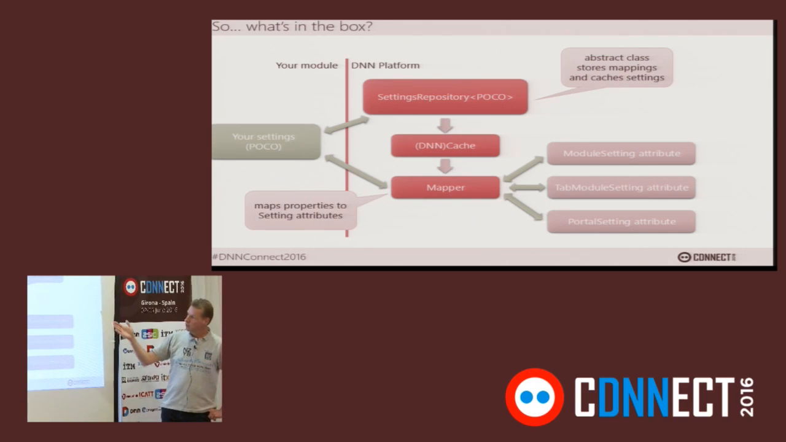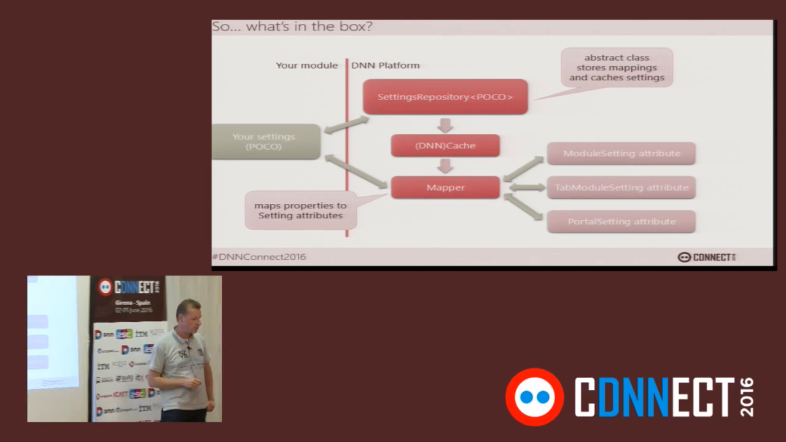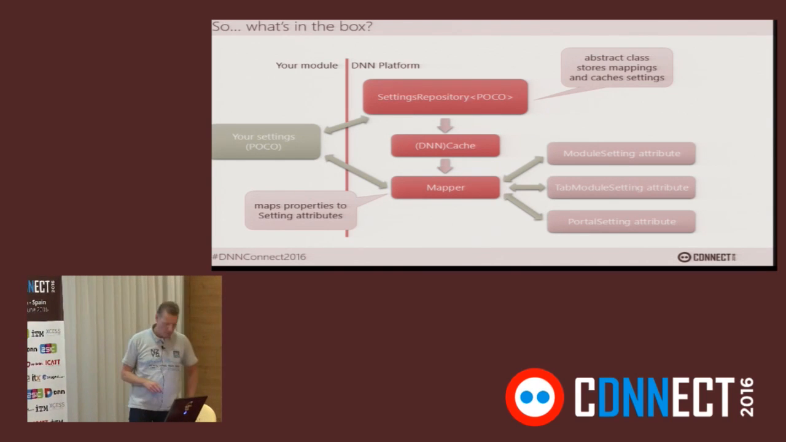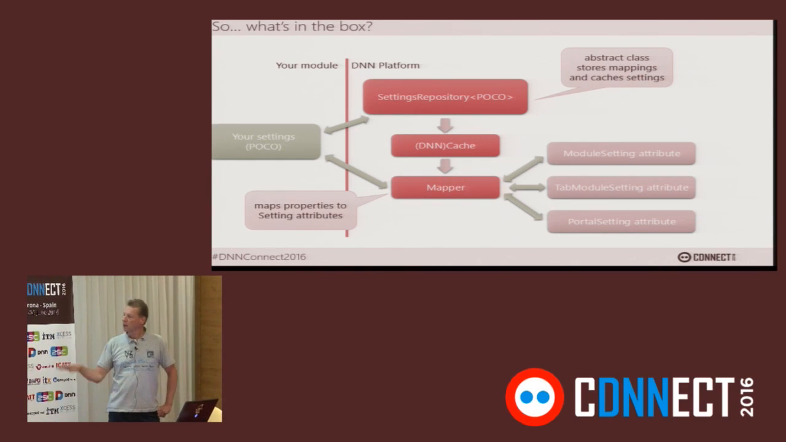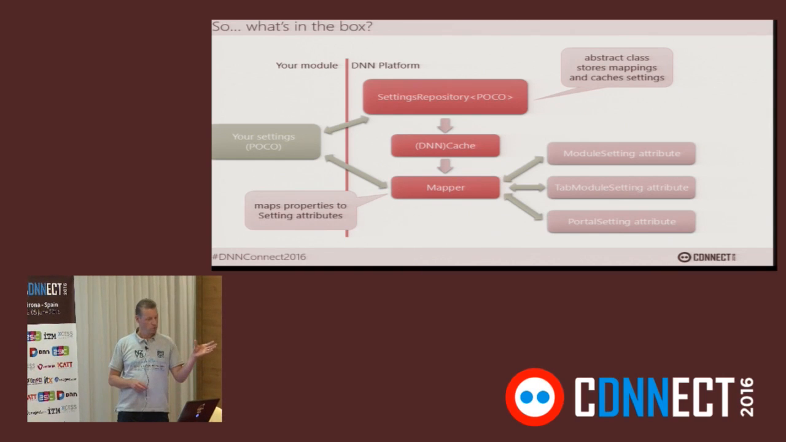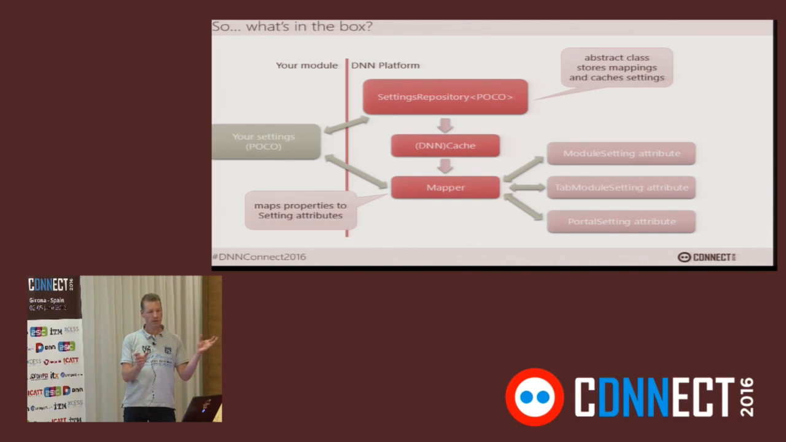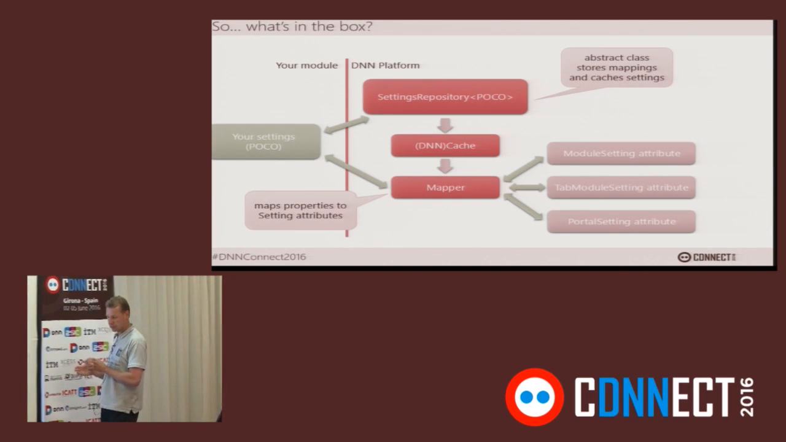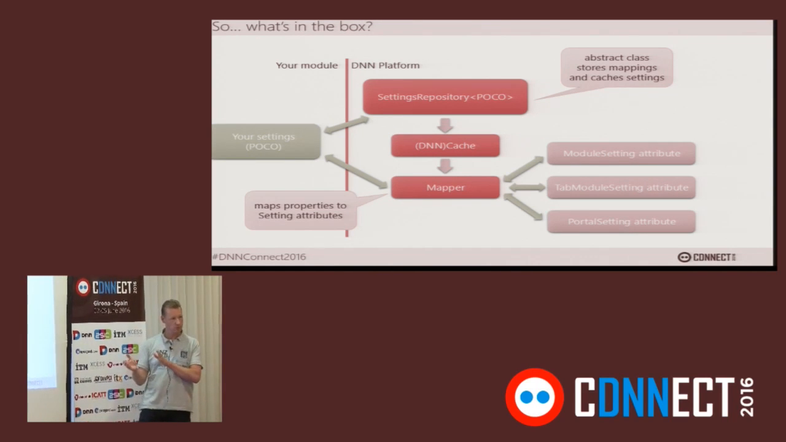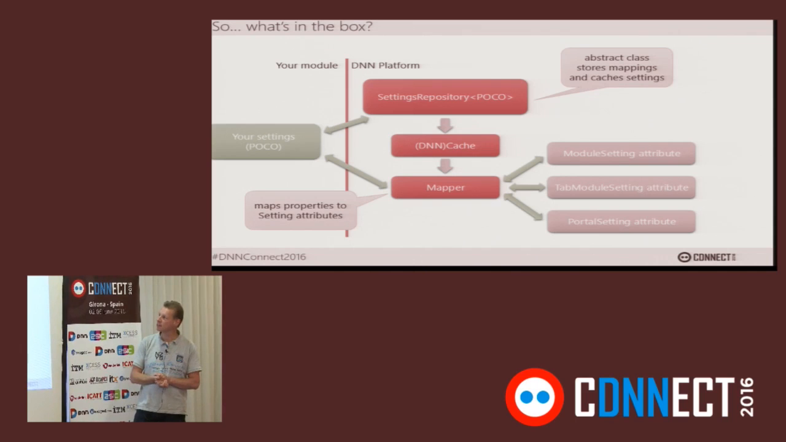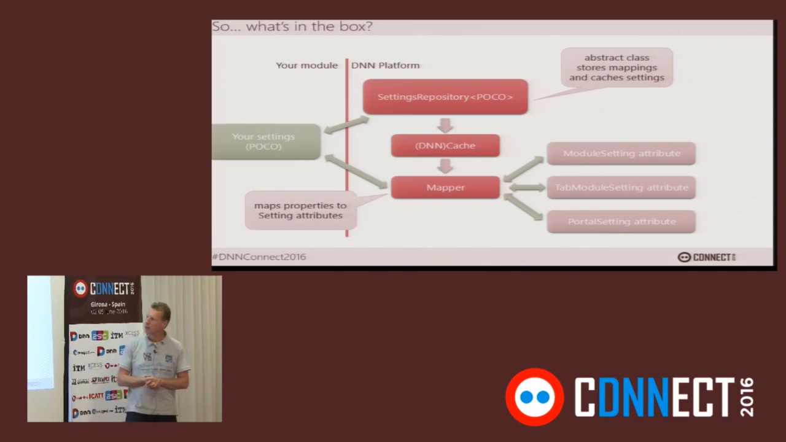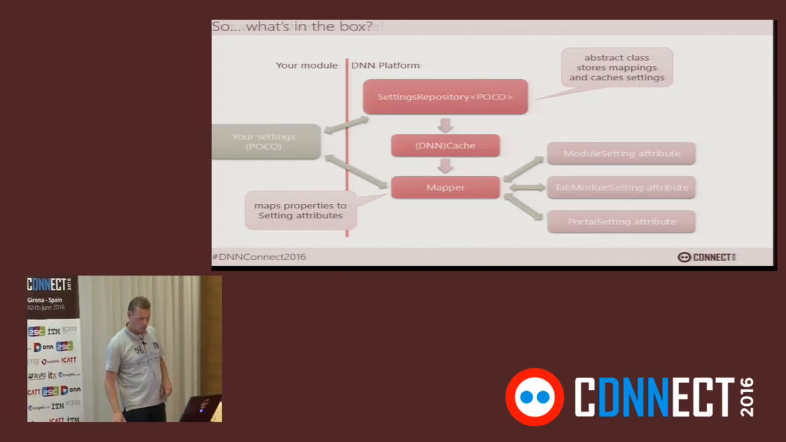Now you see that there's caching in the middle, so the repository luckily uses a lot of caching to make it a little bit faster. And on the bottom you see the mapper, and the mapper is basically used to provide a one-to-one mapping between a property on your POCO class to an actual setting, later to be used in the persistence and loading of these settings. Now that's about it, what I wanted to tell about what's in the box.